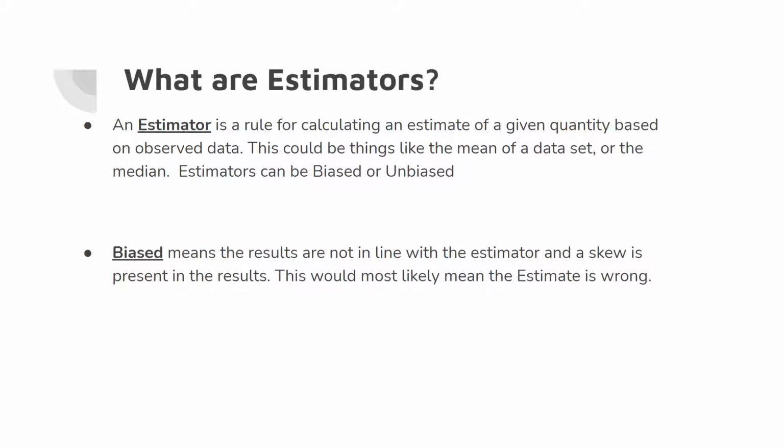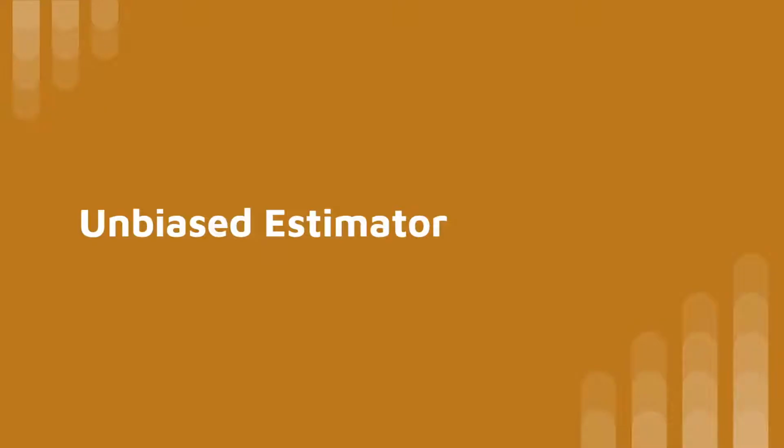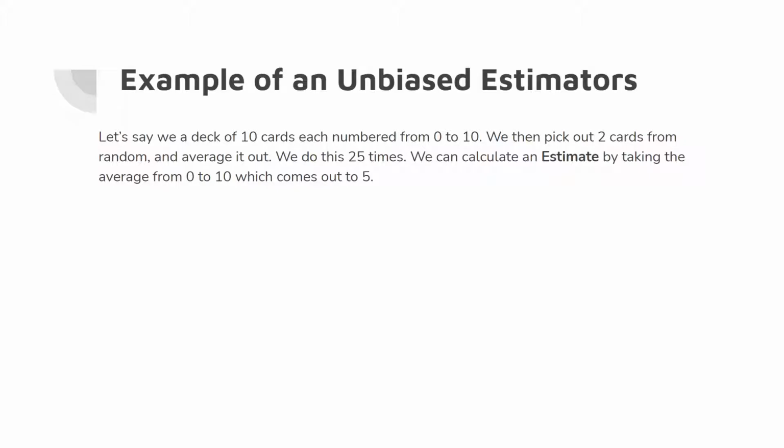Biased means the results are not in line with the estimator and the skew is present in the results. Or not in the results, but in the estimator itself. This would most likely mean the estimate is wrong. Unbiased means the results are as expected with little asymmetry. This is the kind of estimator you want, the estimator to align with the results.